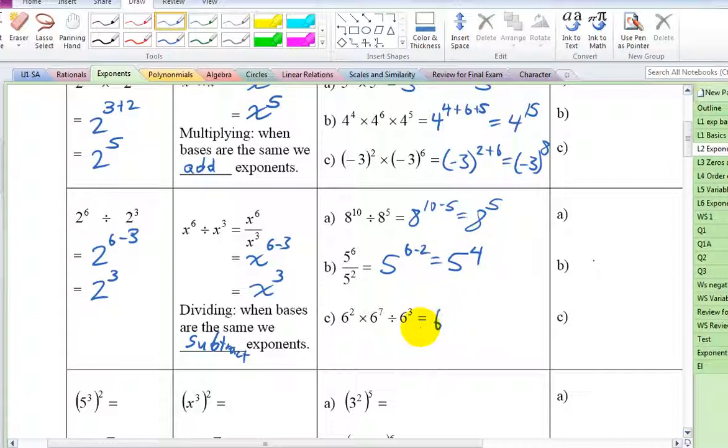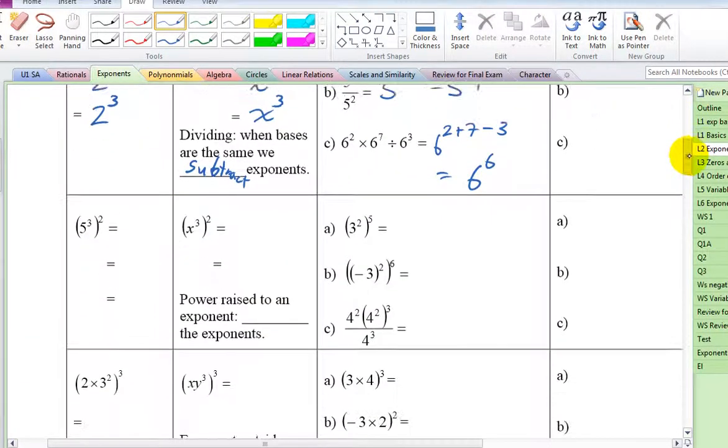Ooh, C's a tricky one, isn't it? So 2 and 7, what should we do with those? Add them, yeah. And then what should we do with the 3? Good. Final answer then, 6 exponent 6. All right. You guys like that because you know English. Okay. So next rule now.